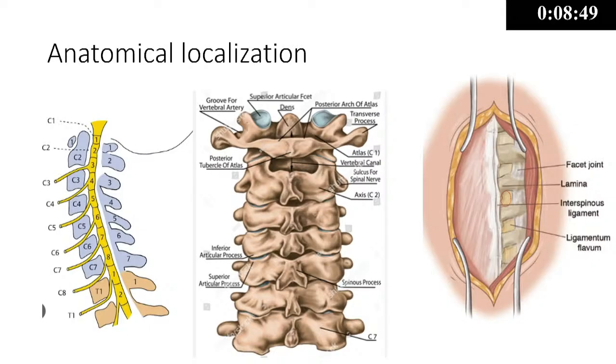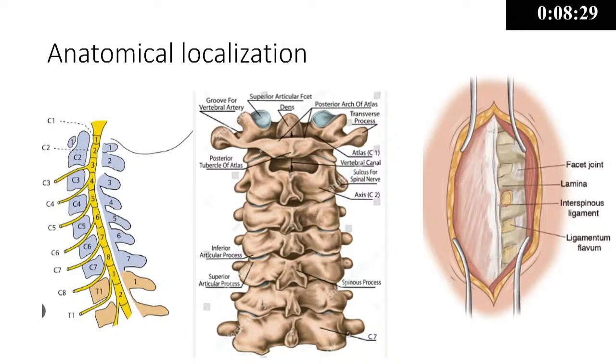Yesterday we saw the anatomy of the lumbar spine. Now in the cervical spine there are lateral masses, and this is the facet joint. This is the spinous process, inferior articular process, and superior articular process. This is all the same, but the main difference between the lumbar and the cervical spine is the nerve root.